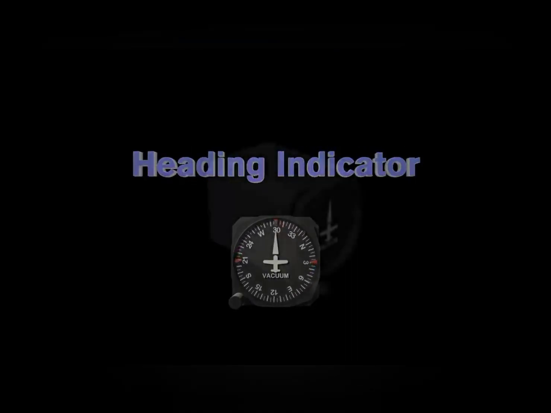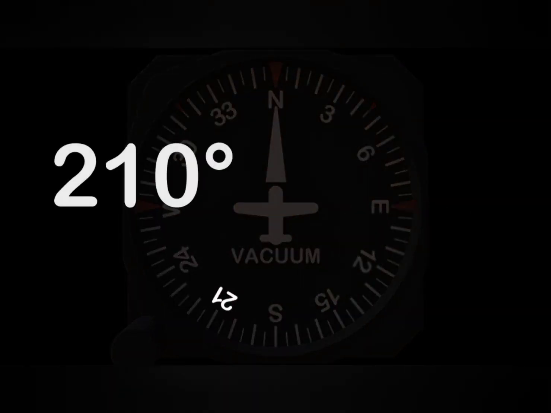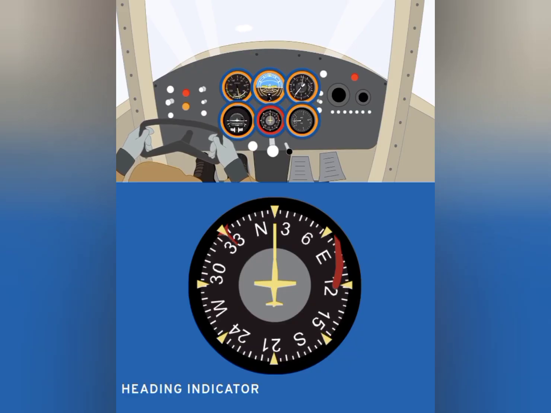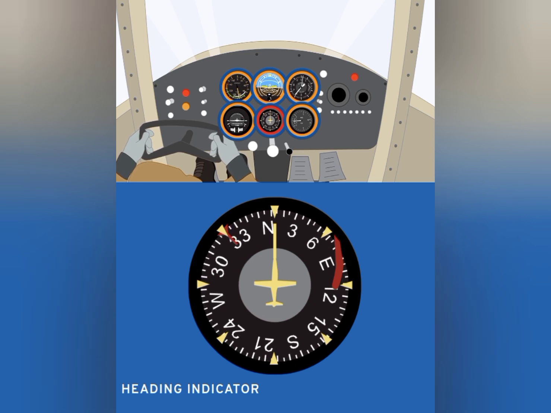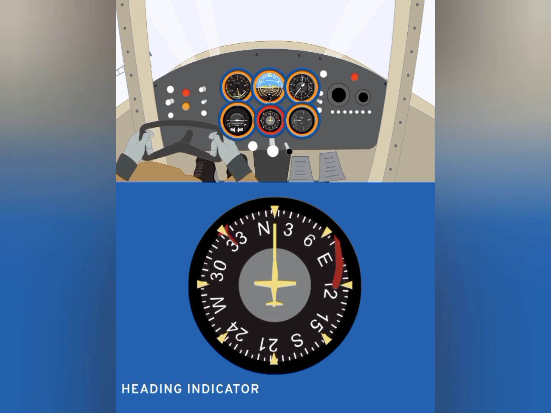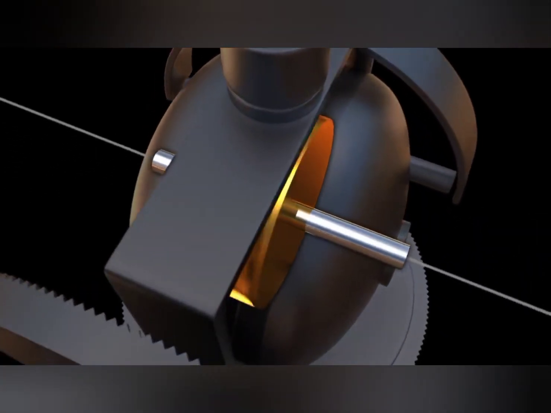Fifth, heading indicator, a basic tool for navigation. The heading indicator provides directional information to the pilot similar to the way a magnetic compass does. The heading indicator itself is not north-seeking but can depict an accurate heading when aligned to a magnetic compass. The heading indicator is a gyroscopic instrument and can be vacuum-driven or electrically powered.